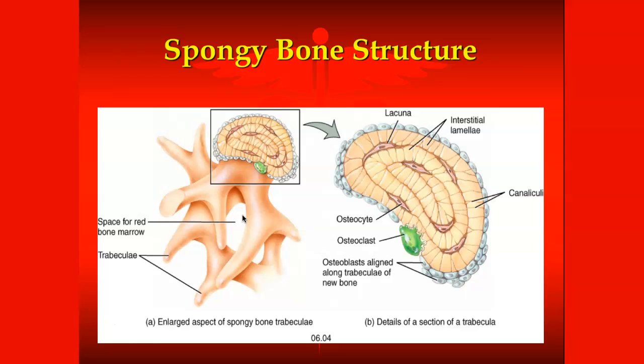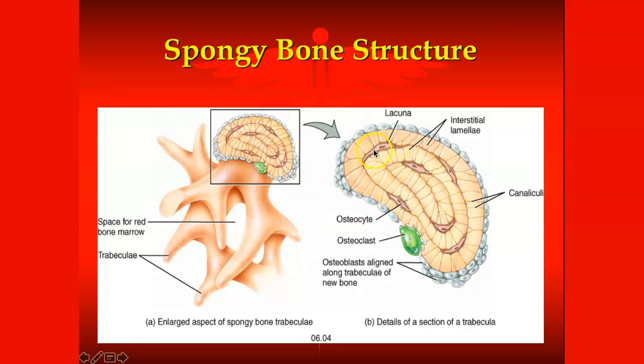The spaces of our spongy bone also, as mentioned, contain that red marrow. And the cool thing about putting red marrow in these spaces is that the trabeculae are not only found on areas of stress, but they also protect that red marrow as it creates blood cells. So this bone creates a protection area for us creating blood cells and allows for hematopoiesis to occur.